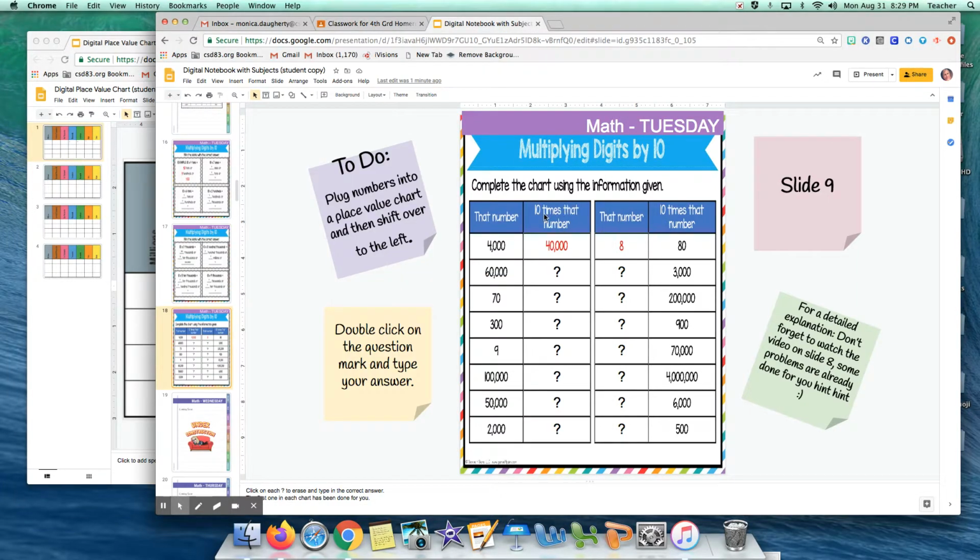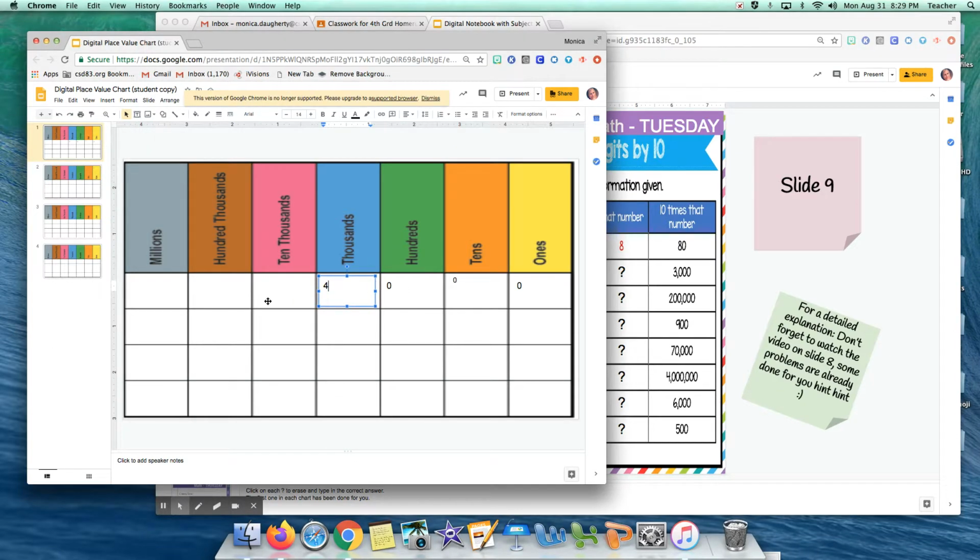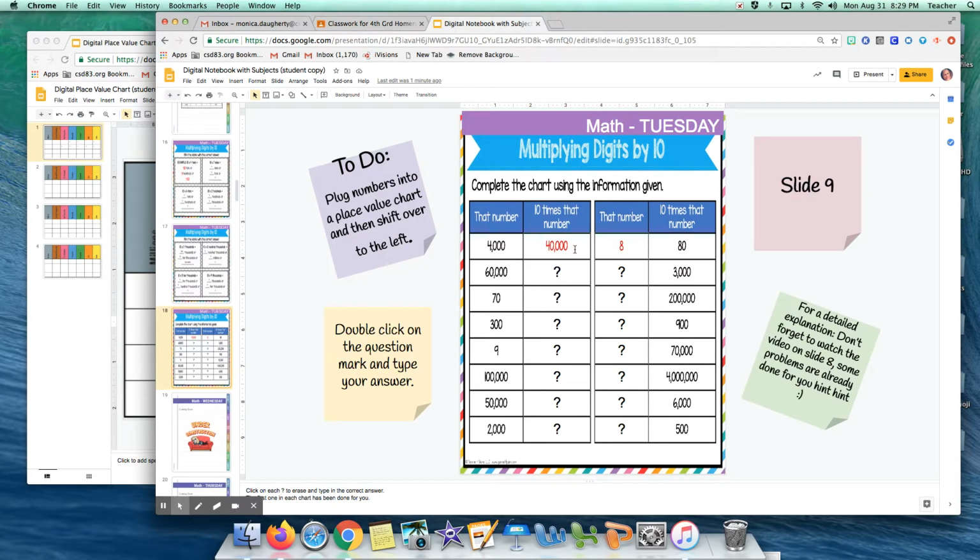Okay. Then it says 10 times that number. So remember, when we multiply, we're getting bigger. So we're going to shift to the left. So every number that I have here, my 4 is now going to go into my 10,000 column. My 0 will go into the thousands. My 0s will go into the hundreds. My 0s will go into the tens. And then we have to hold the place value since there's nothing left over here, and we have to fill in a 0. Every 3, 1, 2, 3, I put a comma right here between my thousands and my hundreds. So really I have 40,000, which is how they got this number.